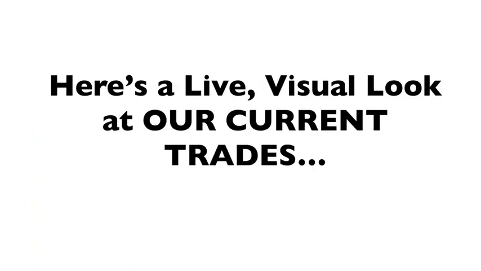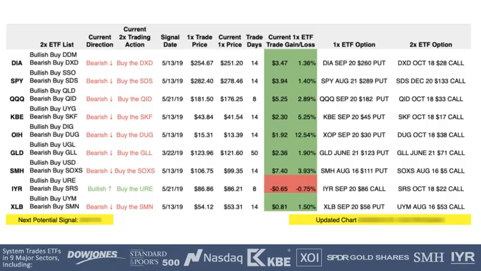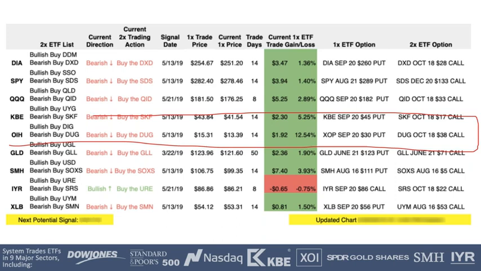So again, here's a live visual look at our current trades. Is this representative of how it's always going to be? No, of course, we're going to have losing trades. Losing trades happen. Anybody who says that they never have a losing trade is full of it. The more important thing is that you have a positive expectation that on average, trades make money and you can compound that over time. Like we mentioned, my best and favorite sector is probably this oil sector right here.